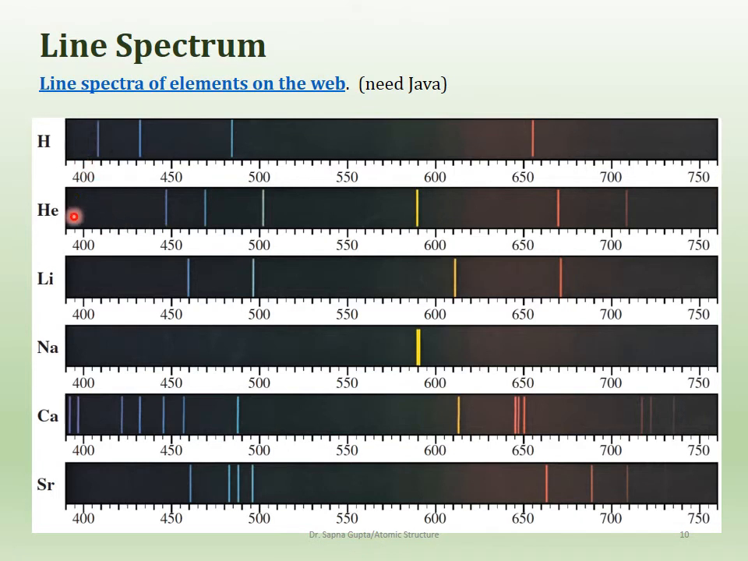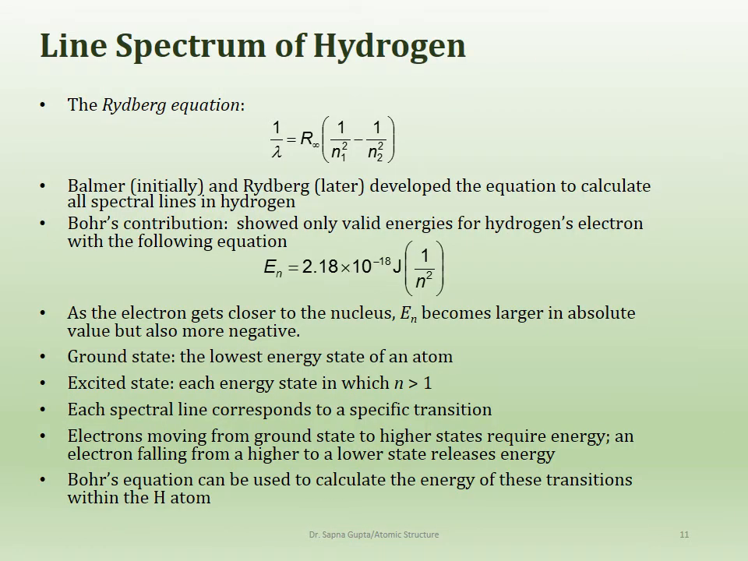But then look at helium. Helium has a very different line spectrum than hydrogen, and then lithium has a very different one from helium, and so on and so forth. So all the elements that we have, 119, 117 elements on the periodic table, they all have a very unique looking line spectrum. In your PowerPoints, you can go to this web page and check out the link. It's really quite interesting. It shows you all the line spectra of all the elements.